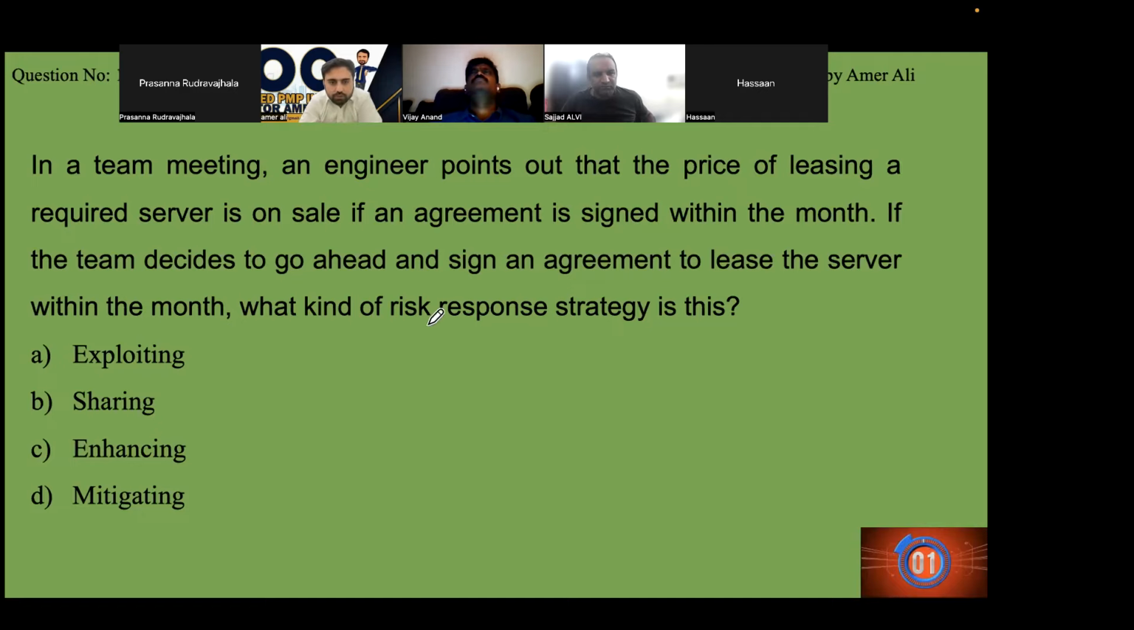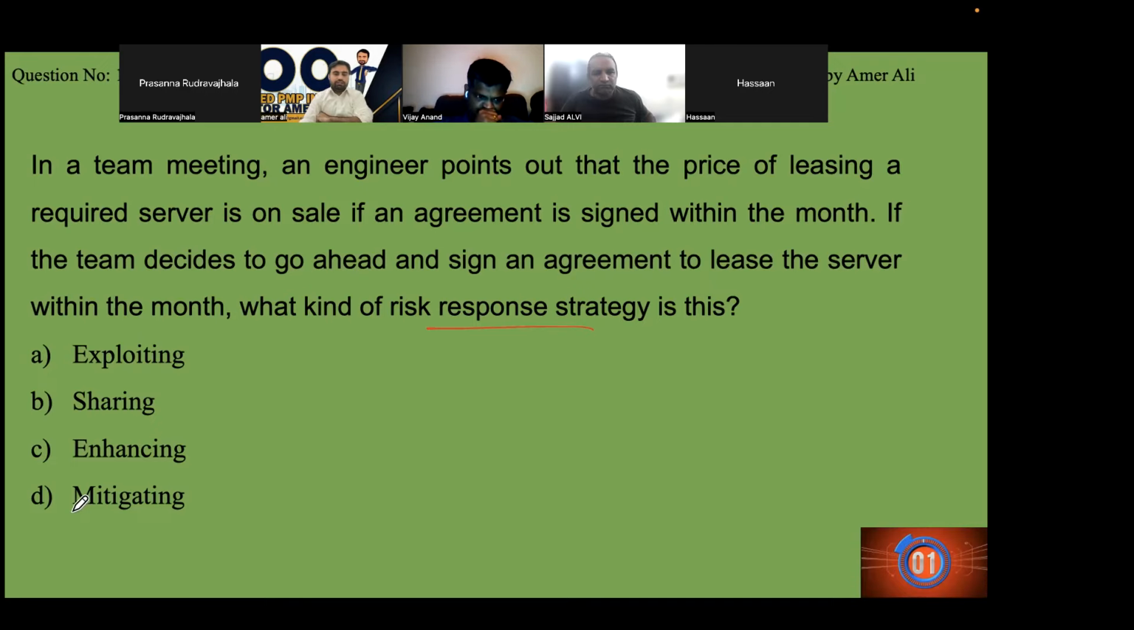What kind of response strategy is this? In a team meeting, an engineer points out that the price of leasing a required server is on sale. That's a good thing. If an agreement is signed within the month, the team decides to go ahead and sign an agreement to lease the server. What kind of response strategy is this?